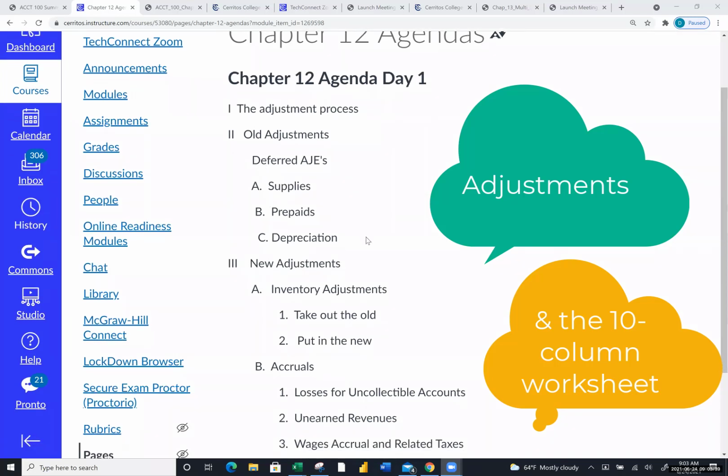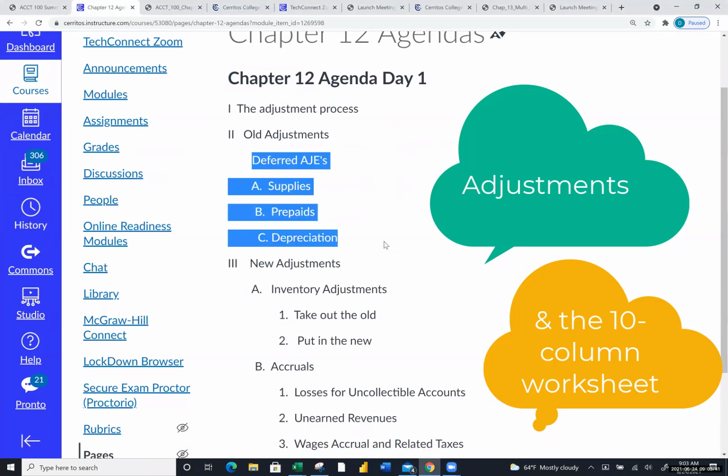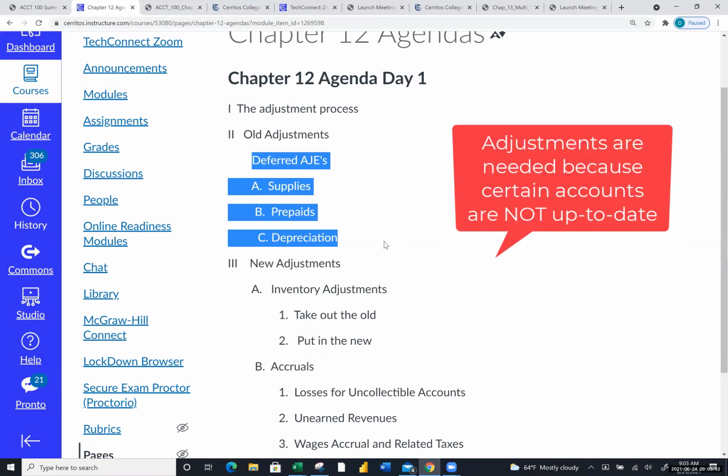So last time we were here, we reminded ourselves of why we have to do these adjusting entries. And we said that there are certain accounts that we know are not up to date. And specifically back in chapter 5, the author brought up 3, what we call deferred adjustments. These are assets that are on the books, but we know for a fact that they're not at the correct amounts because time has passed and things have been used up.